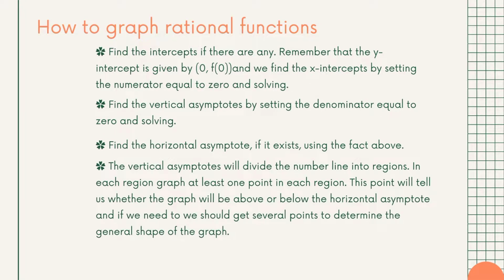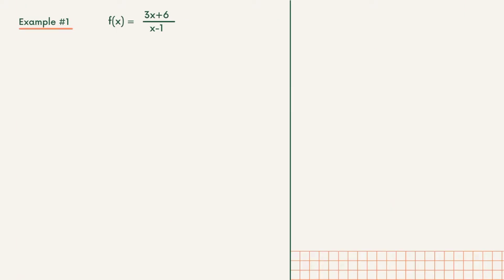The vertical asymptotes will divide the number line into regions. In each region, graph at least one point. This point will tell us whether the graph is above or below the horizontal asymptote, and if we need to, we should get several points to determine the general shape of the graph. Sketch the graph.